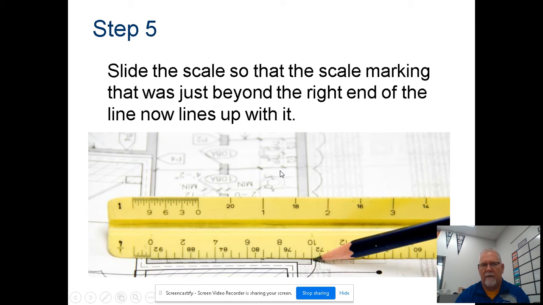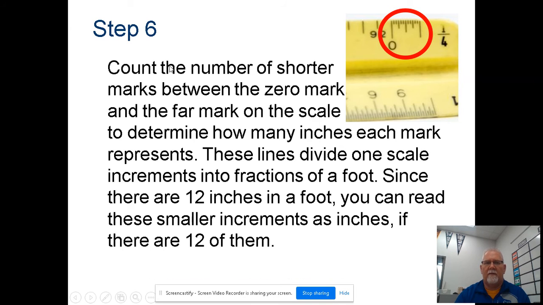Next step, we're going to figure out the inches. We need to then look at this inch portion right here. Count the number of shorter marks between the 0 mark and the far mark on the scale to determine how many inches each mark represents. These lines divide one scale increment into fractions of a foot.